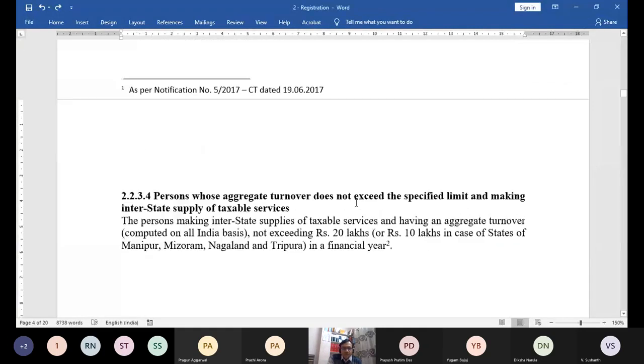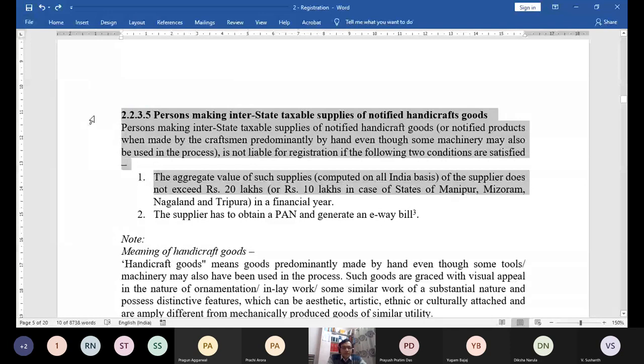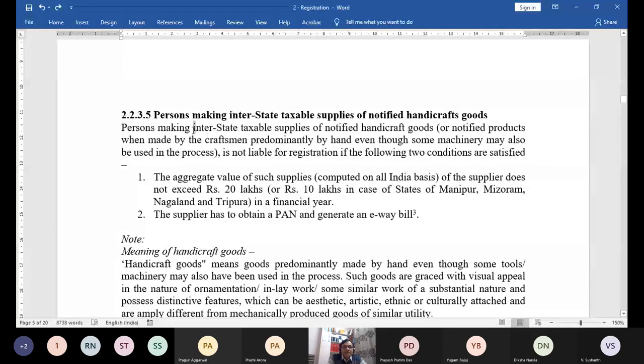And last notification. This is my last notification. Handicraft goods. If I am a supplier of handicraft goods interstate, and if my turnover does not exceed those limits, 20 lakh or 10 lakh, plus if I am liable to take a PAN number and generate an e-way bill, then I am not supposed to take GST registration.